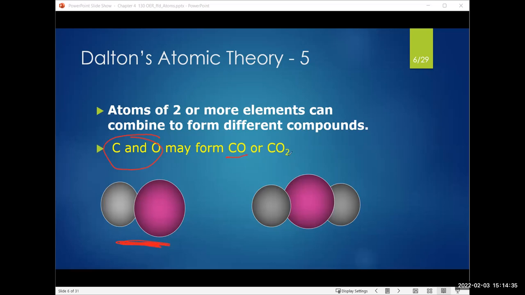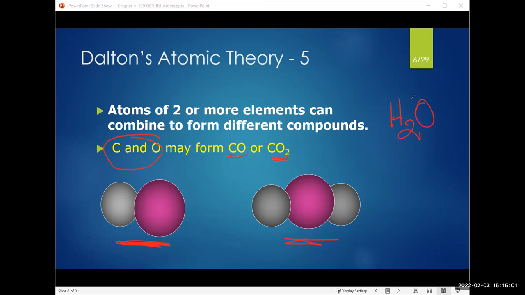Or we can create carbon dioxide, where you have two oxygens bonded to the central atom. In this case, it is the carbon that is the central atom. So you can see the oxygens are bonded. Now, as a general guide, with the exception of water, I've just talked about the central atom.